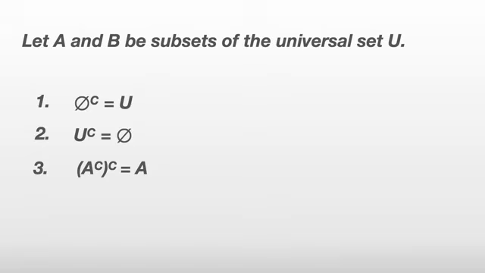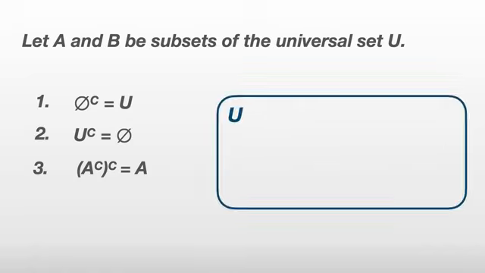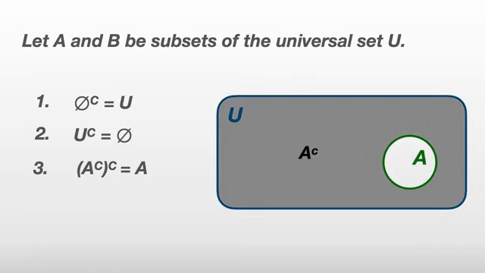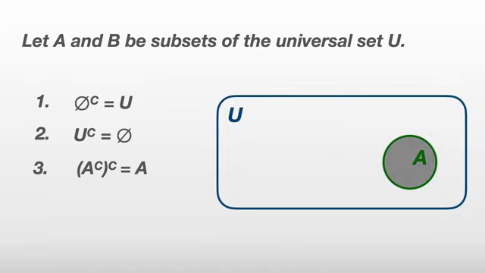Let A and B be subsets of the universal set U. Because nothing is in the empty set, its complement is U. Similarly, the complement of U, which contains everything, is the empty set. Here's an interesting one. The complement of the complement of a set returns the original set. That's because taking the complement of A leaves all the things in U, but not in A. Taking the complement again, we can see that all that's left in U, but not in our current set, is A.